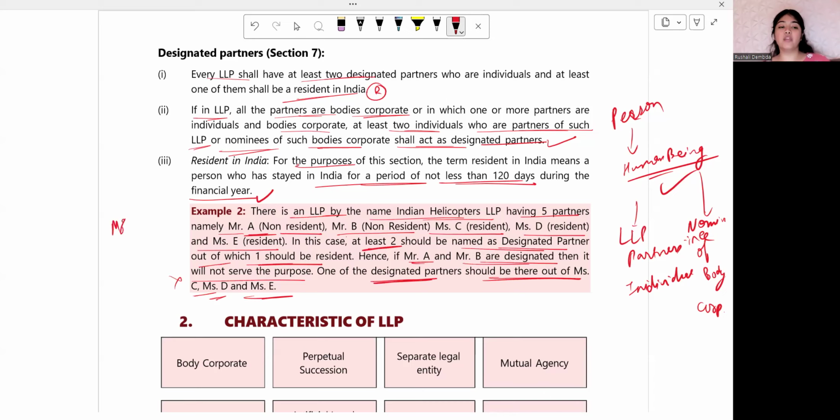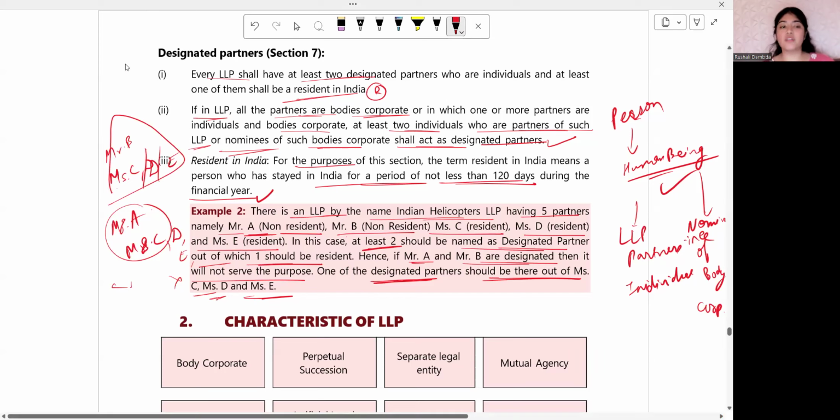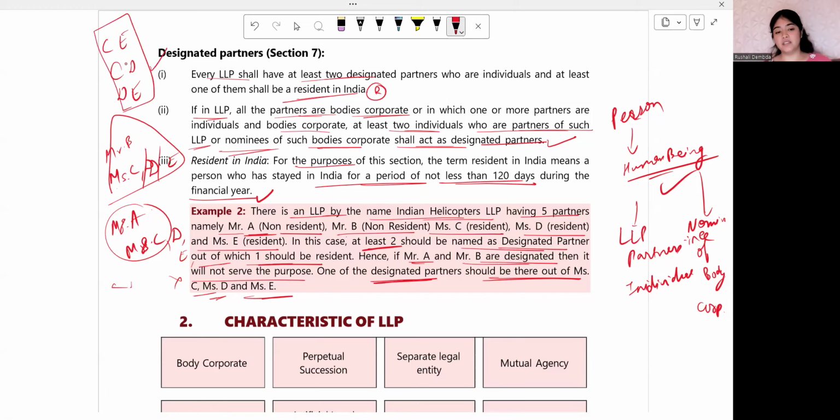So you can make a combination of Mr. A and Miss C, or Mr. A and Miss D, or Mr. A and Miss E. Or else you can make a combination of Mr. B with Miss C, Miss D, or Miss E. Right? So this can be a combination. They can be designated partners. Or else you have the option of C and D, D and E, and C and E. These are also a few options available. These people can also become the designated partners. Okay. I hope till here we are clear.